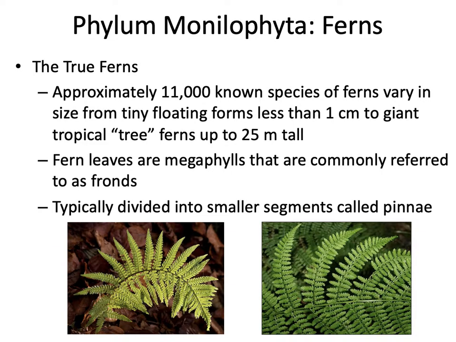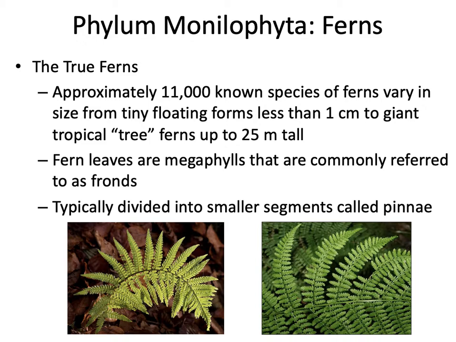All right, and now the most charismatic member of the Monilophyta, the true ferns. This is the largest group. There's over 11,000 species on our planet today, and they vary from tiny aquatic floating forms that are about 1 centimeter to giant tropical ferns that almost look like trees. Of course, they're not trees. There's no woody tissue. But these big tropical tree ferns can be up to 75 feet tall.